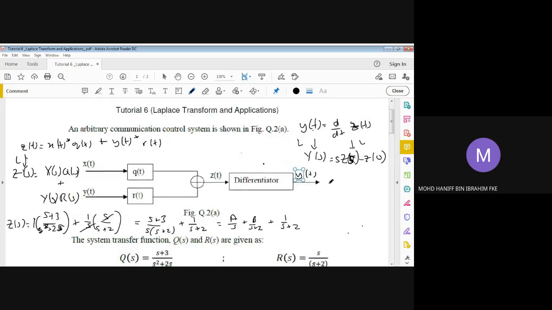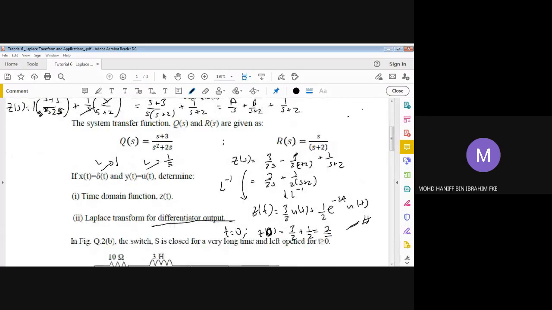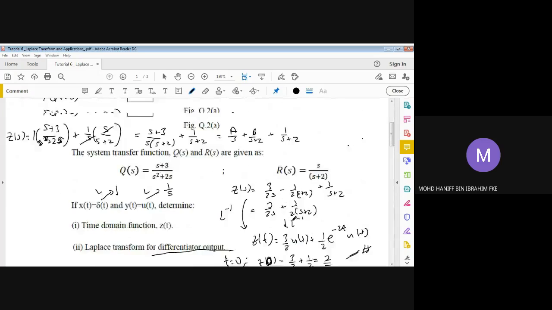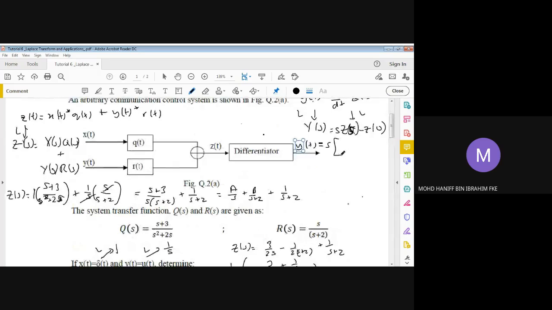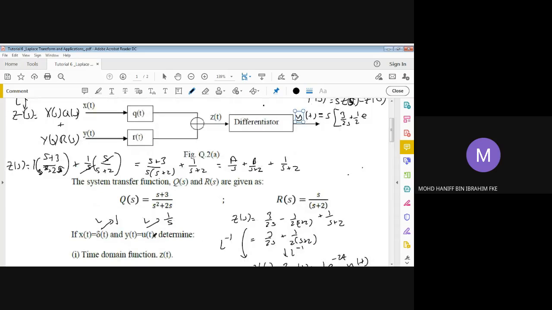So we substitute z(0) straight away in this equation. We are going to get Y(s) equal to s times Z(s), which has been obtained previously. We just copy it back here: 3 over 2s plus 1 over 2(s plus 2). We're going to have it as 3 over 2, 3 over 2s plus 1 over 2 exponential. Sorry, my apologies, I made a mistake.